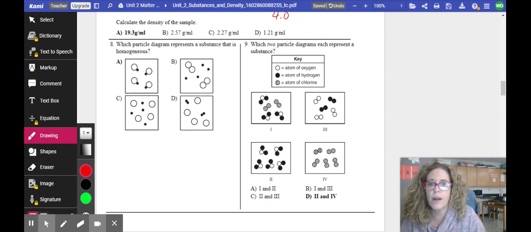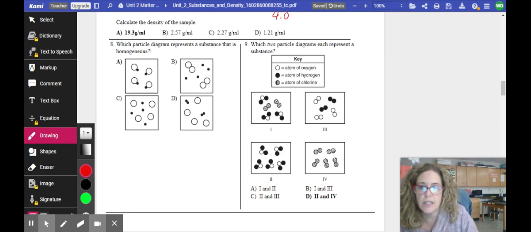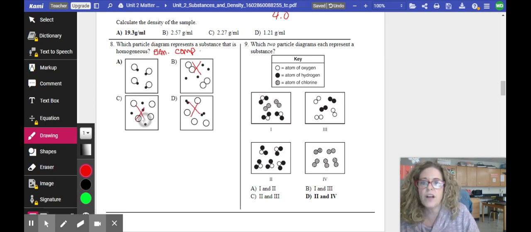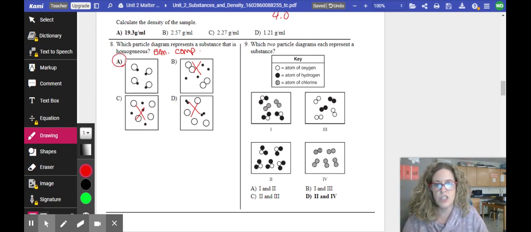So the particle diagram that is homogeneous. So elements and compounds are going to be homogeneous. Homogeneous means all the way the same throughout. So both elements and compounds have an even composition. So this is not an even composition because it's a mixture. This is not an even composition because it's a mixture. That's also a mixture. So here we have an even composition.